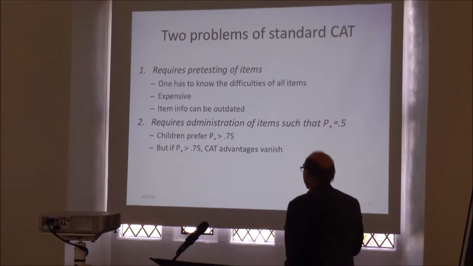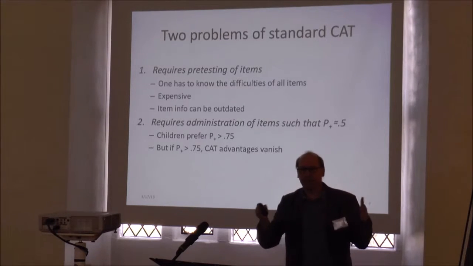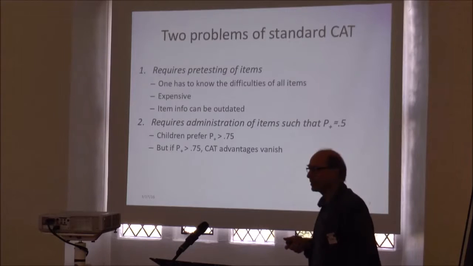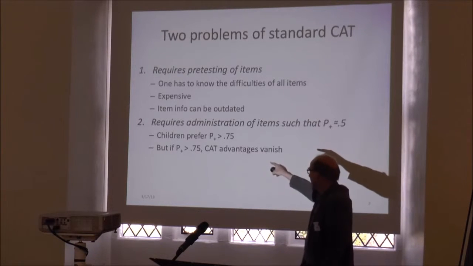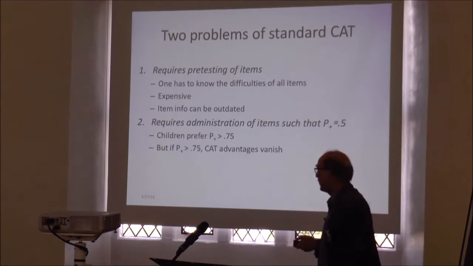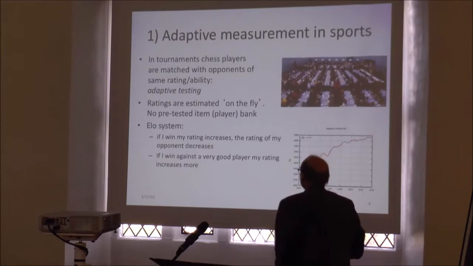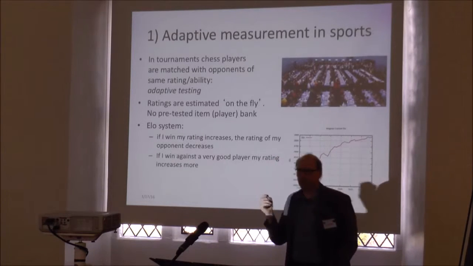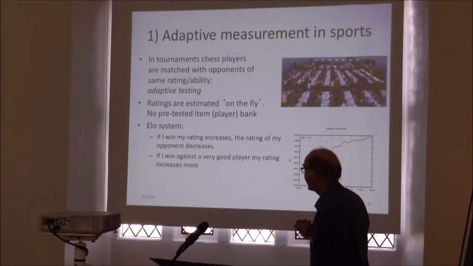Of course, you can select easier items. We can easily take items for which the expected probability correct is higher, say 0.75. But then the advantage of CAT, that you quickly find the position on the scale, diminishes. Now, we solve these two problems in two ways. First, the pre-testing problem. We borrowed a system from sports, chess.